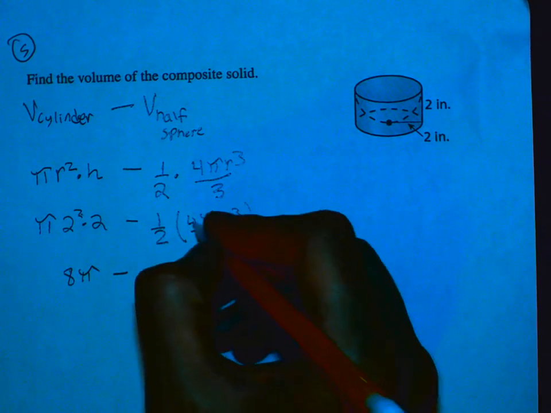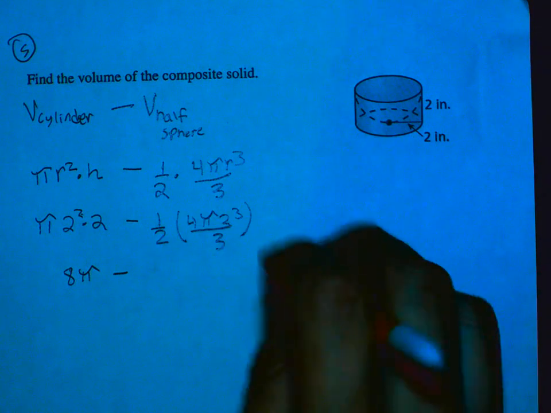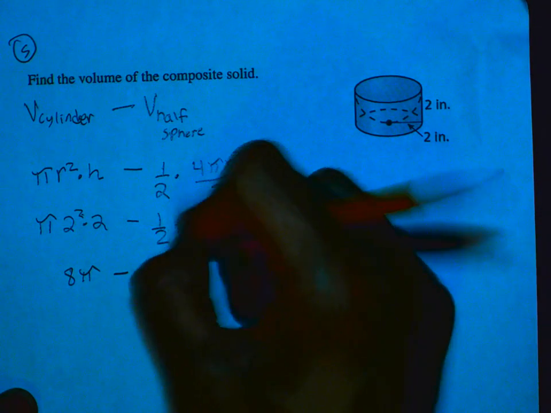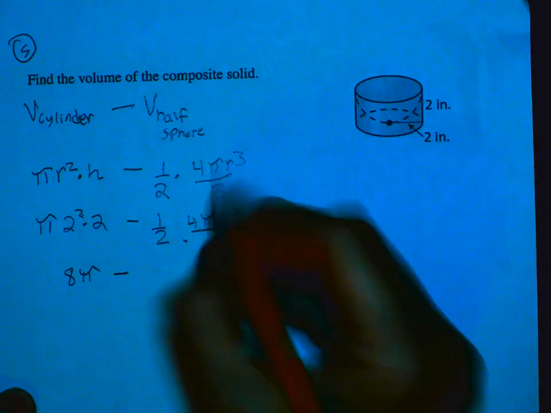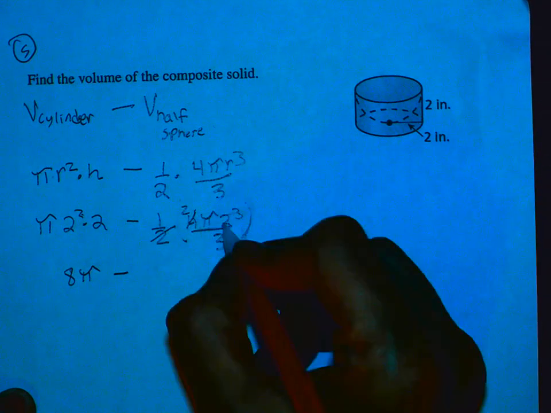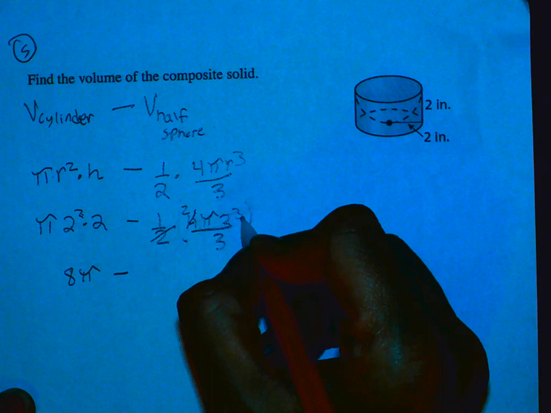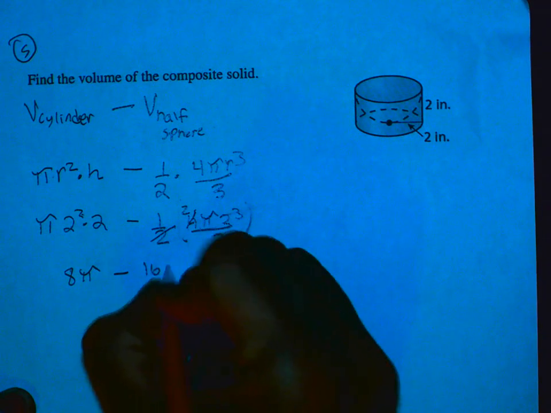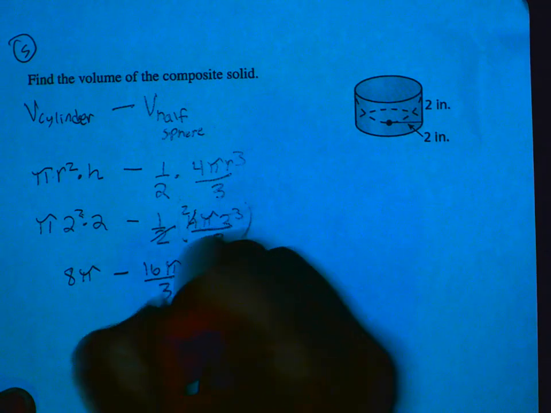Now here, we can actually simplify without the parentheses. Why did I even put the parentheses? I have no idea. I guess it just looked nice. So the 4 and the 2 can actually divide out to give you a 2. 2 to the third power, that's 8 times 2, that's 16. So that's 16 over 3.